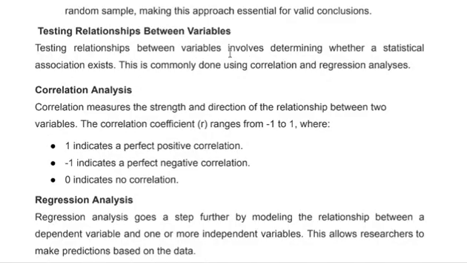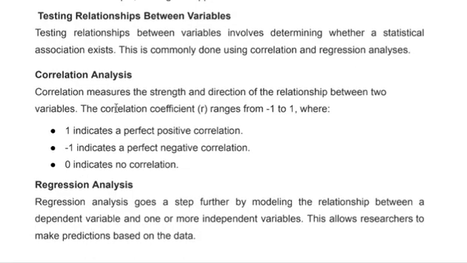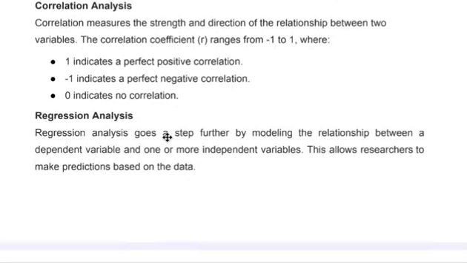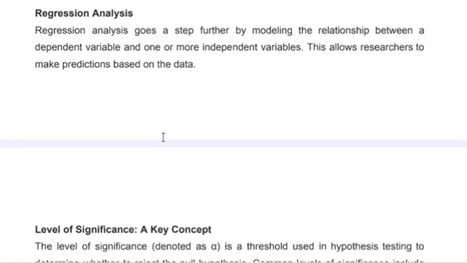Testing relationships between variables involves determining whether a statistical association exists. This is commonly done using correlation and regression analyses. Correlation analysis. Correlation measures the strength and direction of the relationship between two variables. The correlation coefficient, r, ranges from -1 to 1, where 1 indicates a perfect positive correlation, -1 indicates a perfect negative correlation, and 0 indicates no correlation.